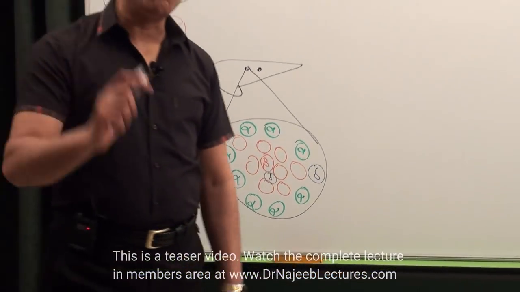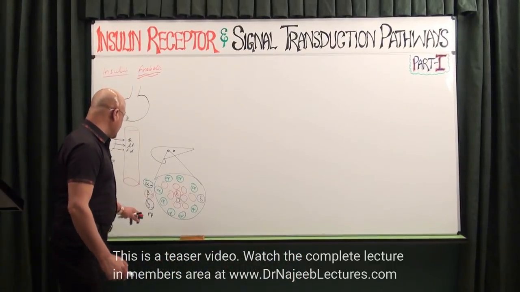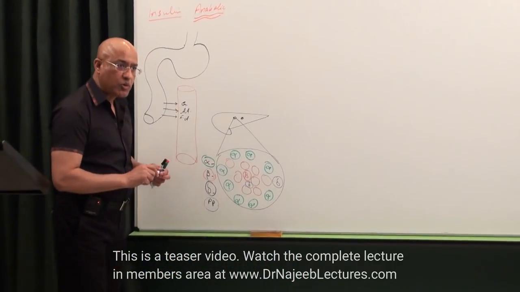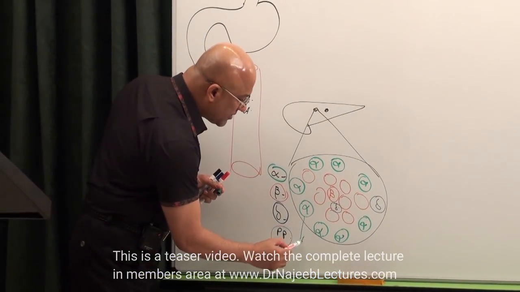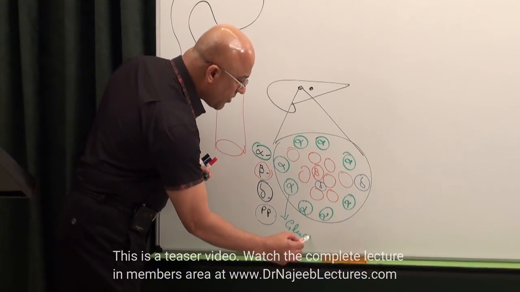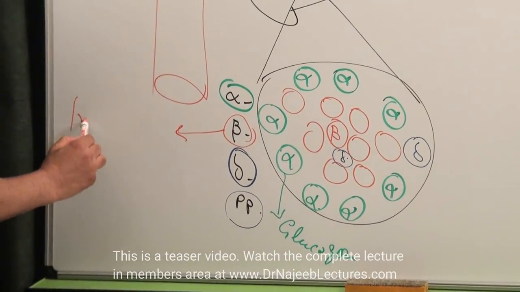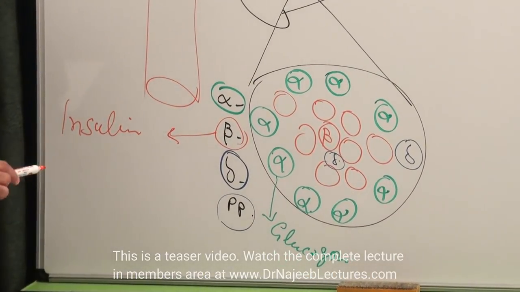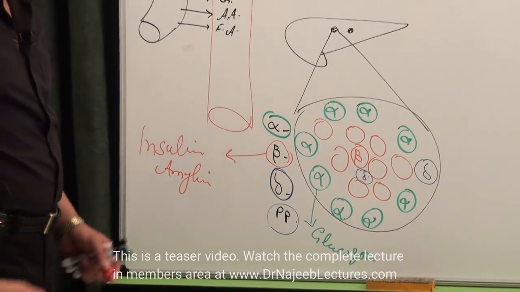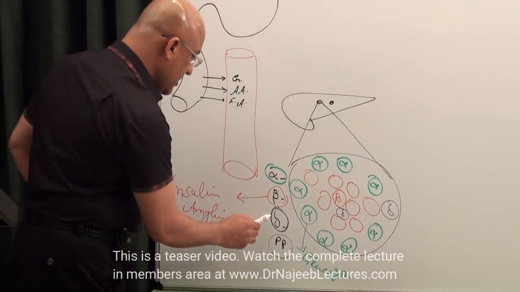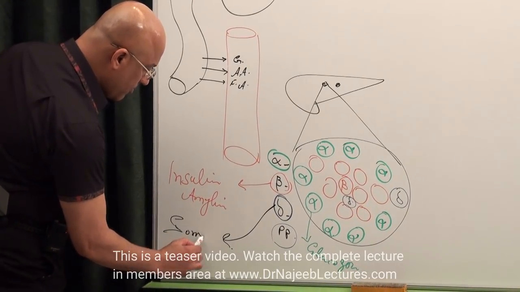And then there is a very small number of PP cells, which basically release pancreatic peptide. We will not talk about that. Let's concentrate on alpha cells, which normally release glucagon, and beta cells, which mainly release insulin, and with that a small amount of another peptide, amylin. And delta cells mainly release somatostatin.